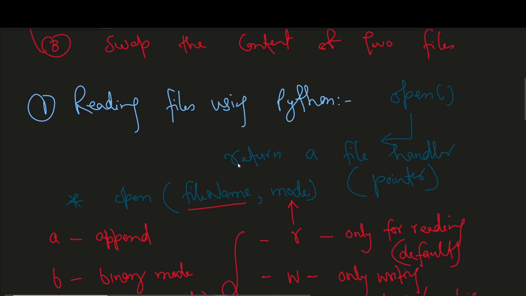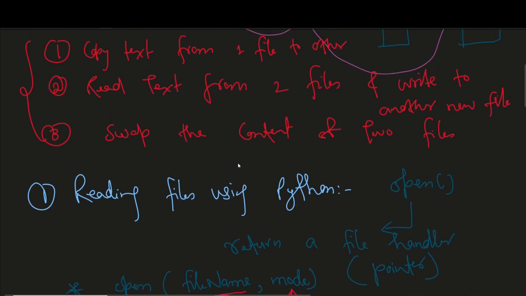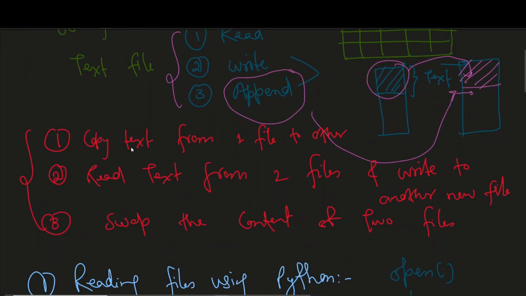Alright, but I think this lecture is enough. In the next lecture, I will talk about these three things: copy text from one file to another, then read text from two files and write to another new file, and third, swap the content of two files. So basically I can break these three things into three different lectures so that it's easier for us to understand one thing in one lecture, right?